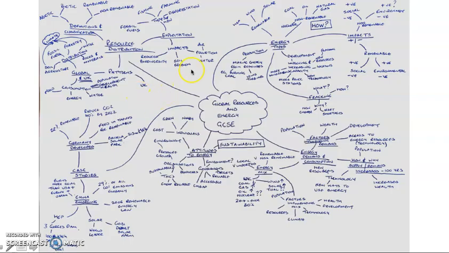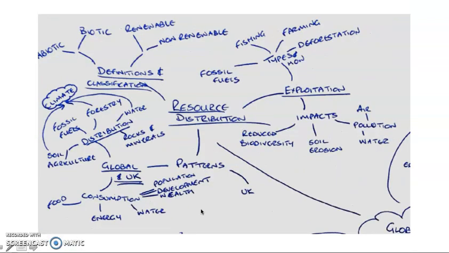We can see we start by looking at the resource distribution, and then we look at the different elements of energy and the factors that influence it. So looking at resource distribution, first of all, we need to know what some of the main definitions and classifications of energy are. And this is really defined into abiotic, the non-living resources.